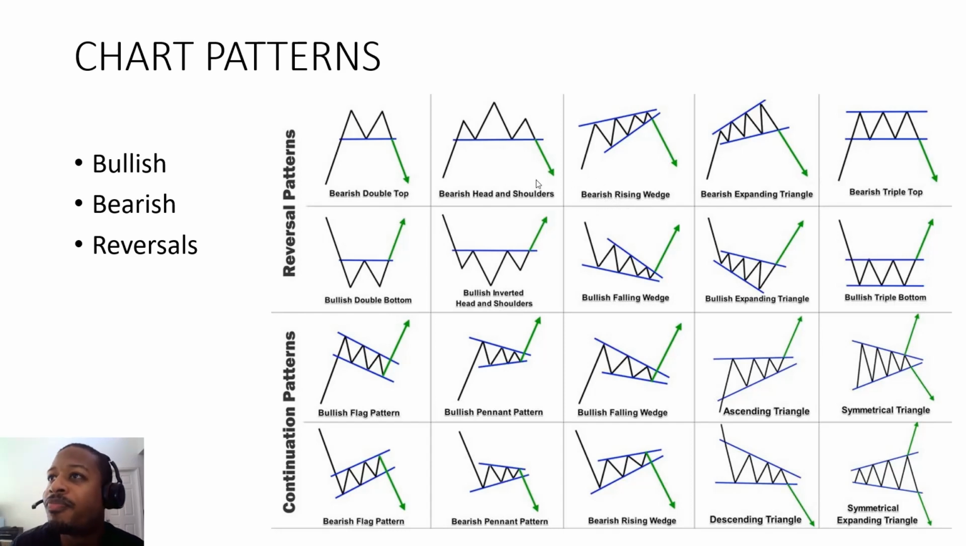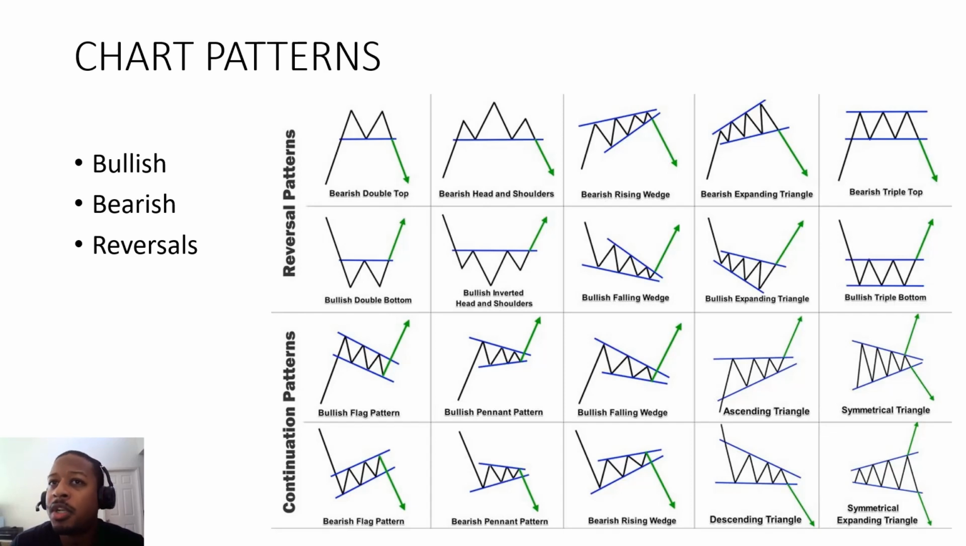Okay, so here's just some of them. Let's look at the reversal patterns. There's bearish double top, bearish head and shoulders, bearish rising wedge, bearish expanding triangle, bearish triple top. You know what? I'm not going to read all these. You can read all these on your own. You can pause this video and write those down if you want. There's plenty more than that, but these are some of the most common ones that people look at and see as traders and begin to strategically form their trading strategy based on what they're seeing there.